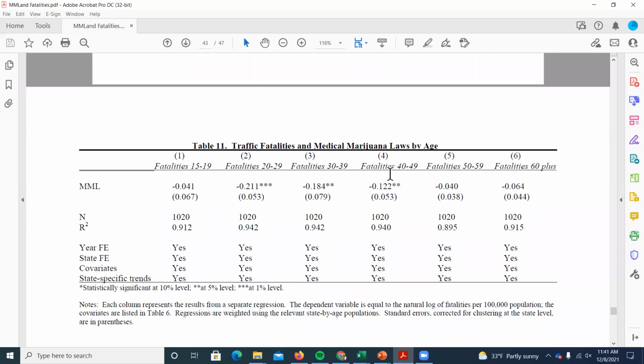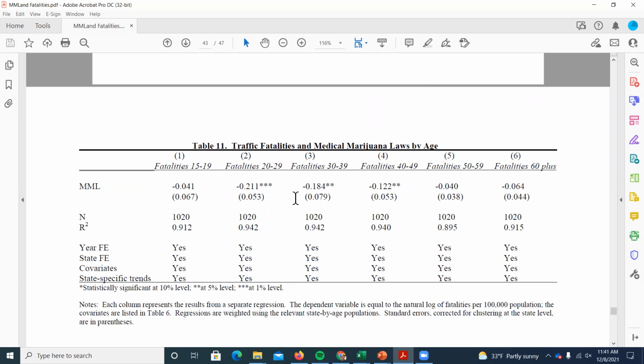I think they did break this down by age as well. Not surprisingly, for people over 50, medical marijuana being legalized didn't really change traffic fatalities in a significant way, right? There's no stars here. These weren't significantly different from zero. And the real effects were being driven by young people, right? 20 to 29, that's where we saw the greatest reduction in traffic fatalities after medical marijuana was legalized.